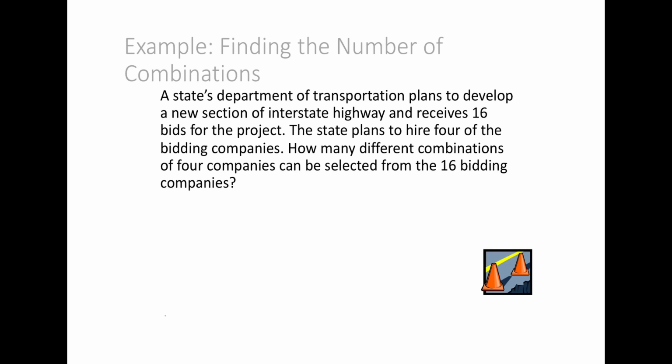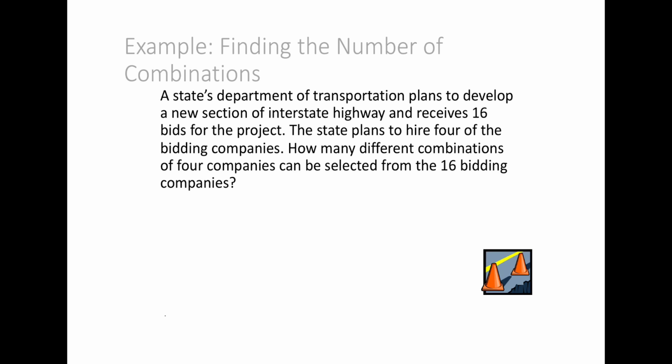Let's look at another example. A state's Department of Transportation plans to develop a new section of interstate highway and receives 16 bids for the project. The state plans to hire 4 of the bidding companies. How many different combinations of 4 companies can be selected from the 16 bidding companies? So again, there's 16 and we're going to take a group of 4. We're going to take 4 of them out of there. We want to know how many different groups of 4 could we have.